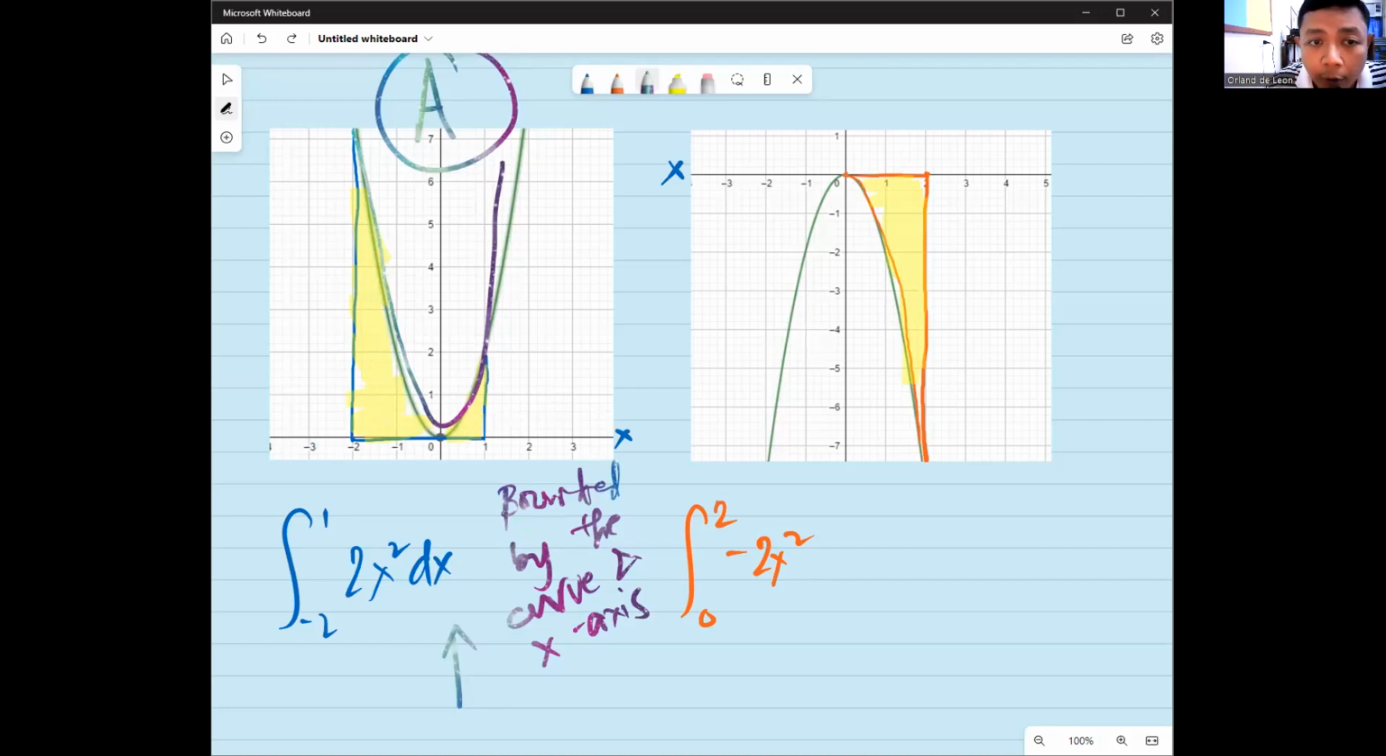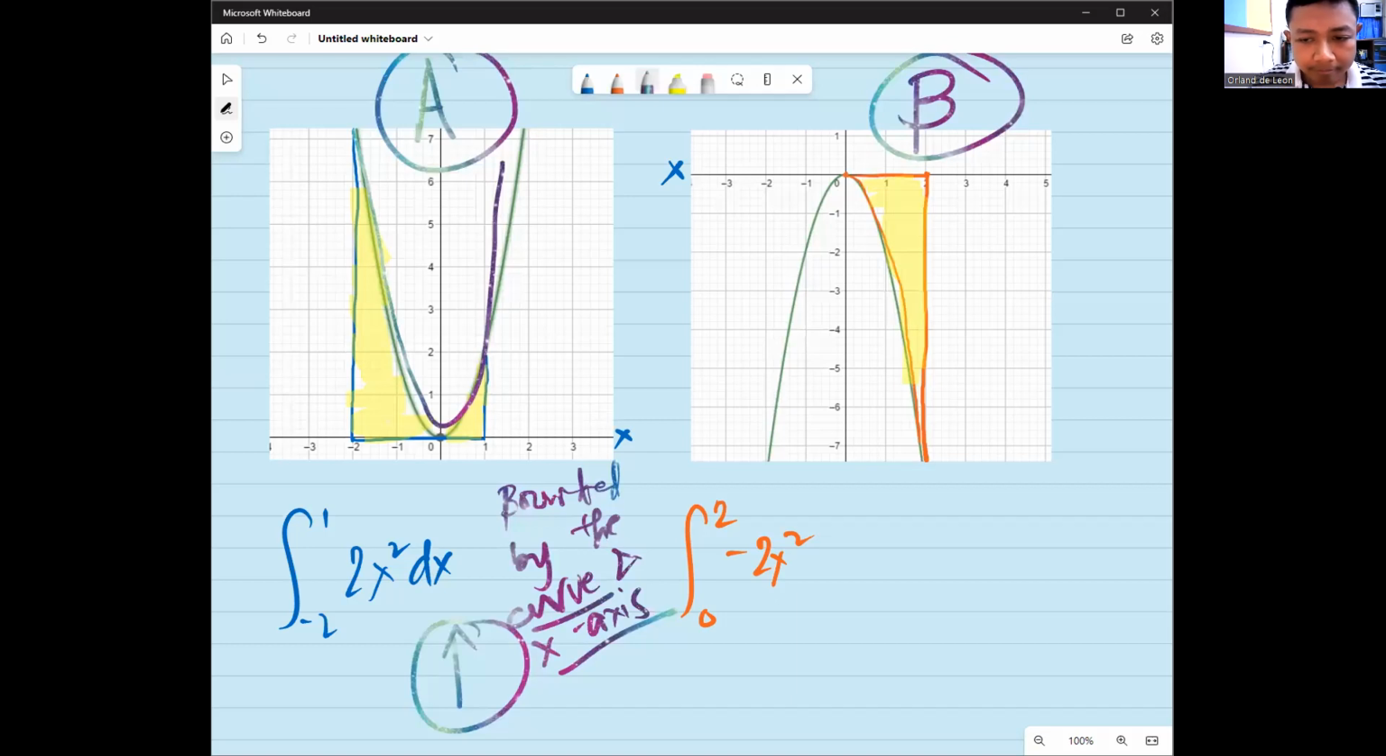Can you follow? What about letter B? Look at letter B now. Taking into consideration these qualifications, the area should be bounded by the curve and the x-axis, and it should be above the x-axis. Is B, illustration, considered a definite integral? Yes or no? Type your answer in the chat box, please. Yes or no?